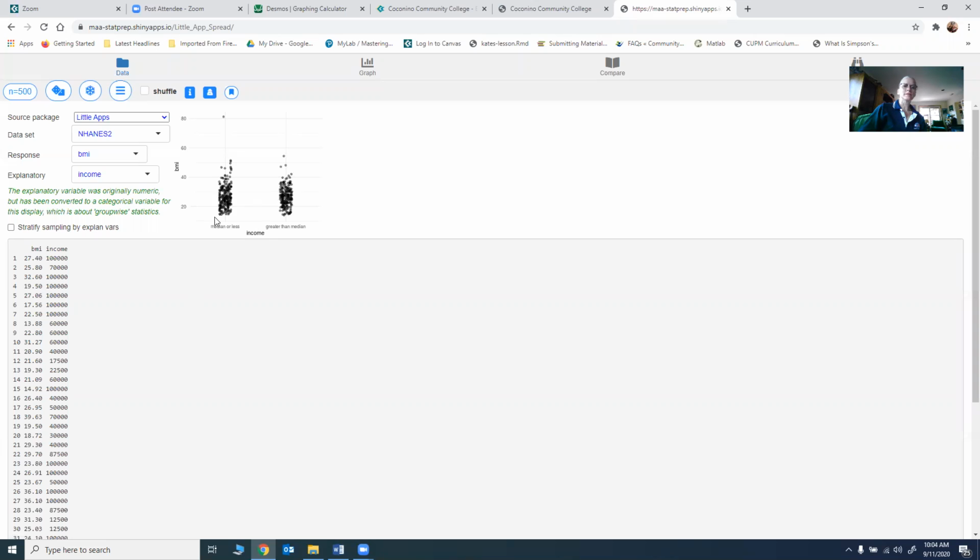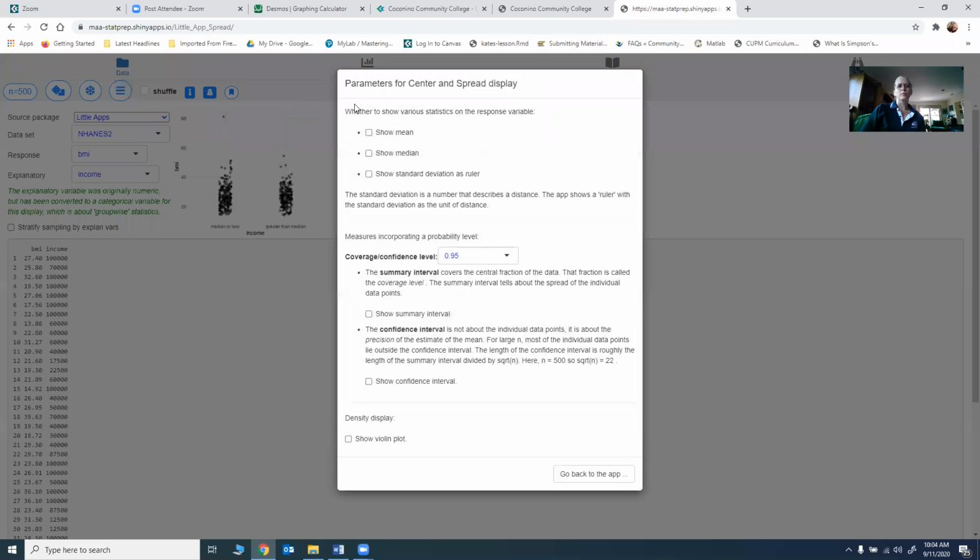And I'd like to know, where is the center of this data set? Where does it look like most of the data is, or where the center might be? It looks like it might be somewhere about 35 if your income is less than the median, and about the same thing if it's more than the median. So the question is, which one is it and what are the values? So we can actually find that center. There are two different ways to measure a center. One way is what's called a mean, and one way is what's called a median.